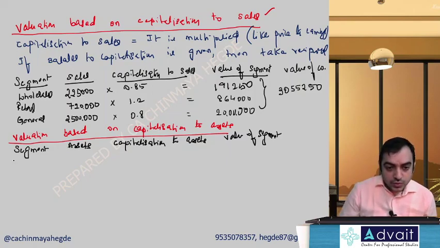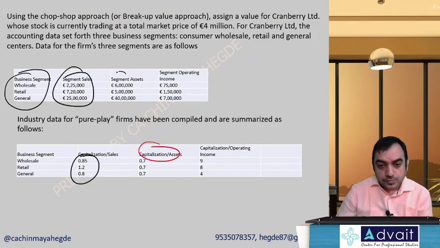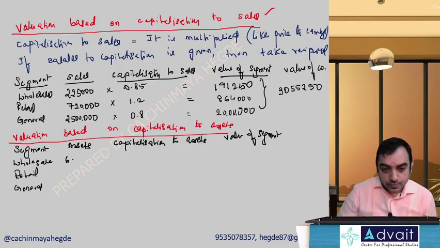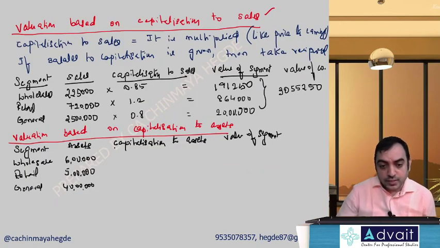Okay, three segments: wholesale, retail, and general. Assets we have 6 lakh, 5 lakh, 40 lakh. Now, ratio given 0.7, 0.7, 0.7, that is same for all.